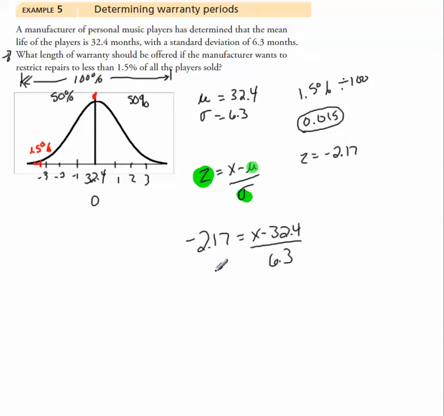Now we're going to cross multiply here. Keep in mind, every number, if the denominator is not stated, is over 1. So we'll cross multiply. Or you could consider it as multiplying by the common denominator, which will be the same thing. So -2.17 times 6.3 gives you -13.671. Now 1 times anything doesn't change it.